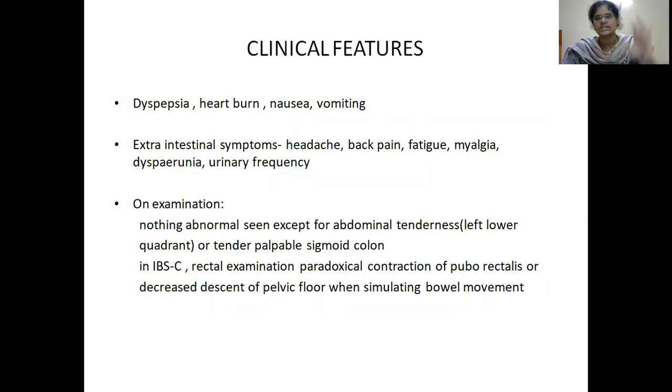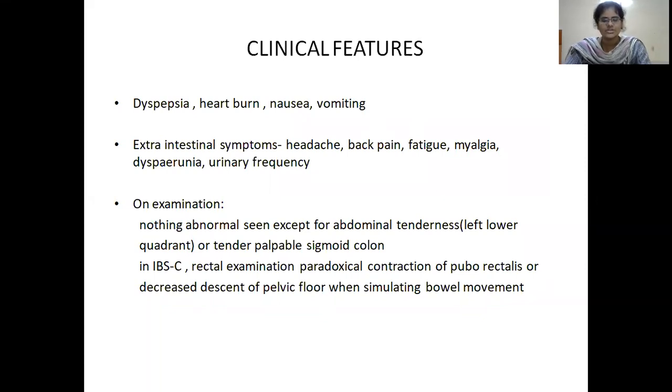So far we have seen the clinical features. Among the clinical features, the most common one will be abdominal pain, and the most consistent feature will be altered bowel habits. Apart from that, we have given a description about the stool, and the other add-on features like flatulence, how the stool consistency will be, what the predominant features are in the constipation type, and what the predominant features are in the diarrhea type.